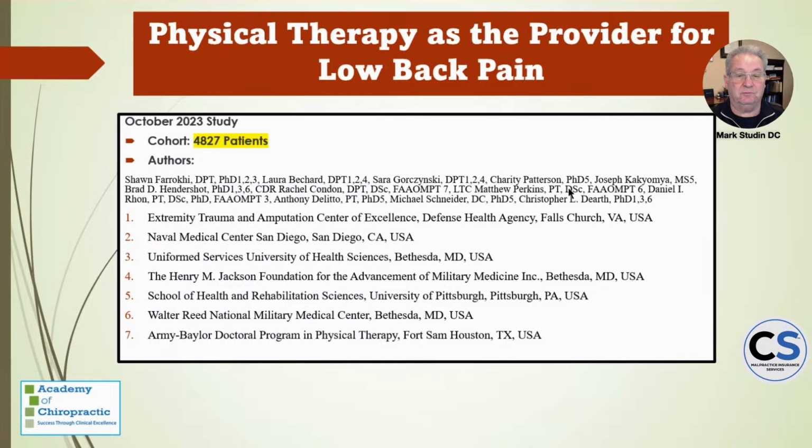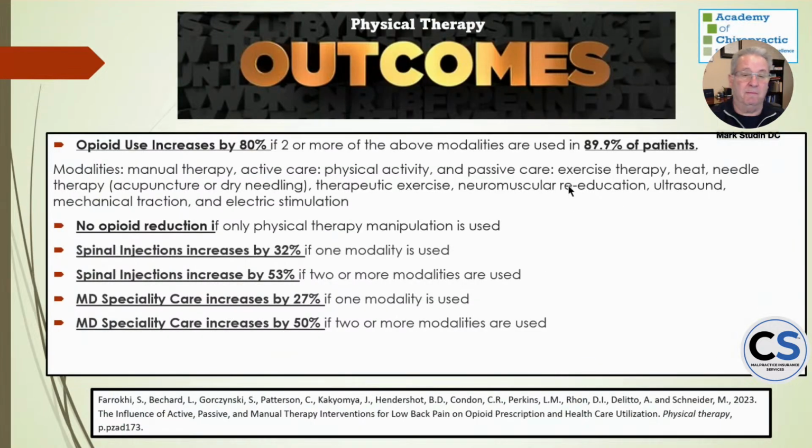What did they find? The physical therapist found that opioid use increased by 80% in 90% of the patients if 2 or more modalities are used in PT, which means joint mob and exercise rehab and massage and heat and stim. I don't know any physical therapist that doesn't use a minimum of 2 modalities. So no opioid reduction is reduced if only manipulation is used. But if you add a modality to it, you're going to increase it at 90% of the patients, 89.9.